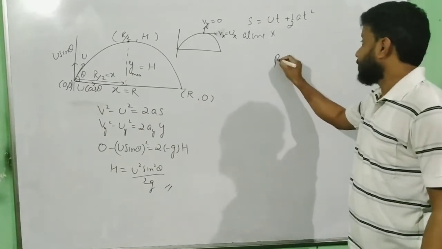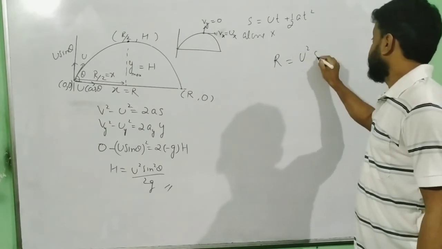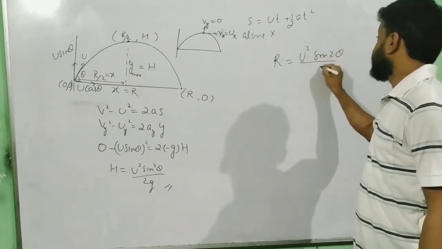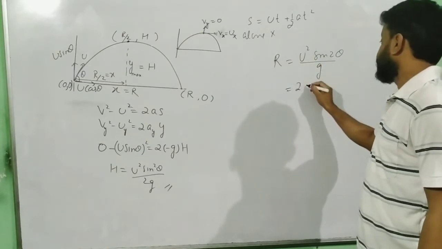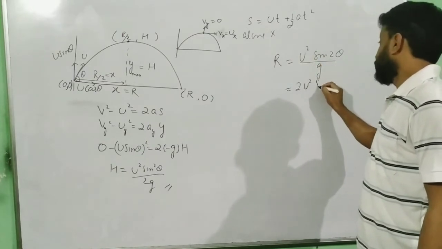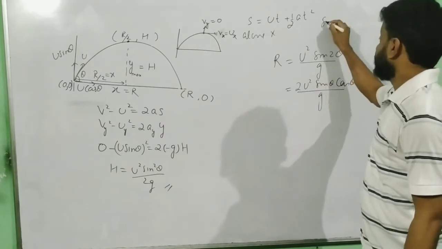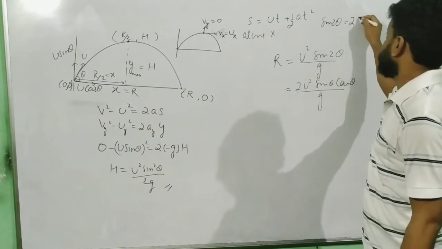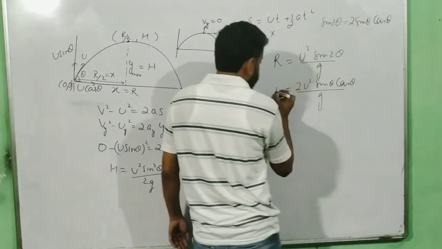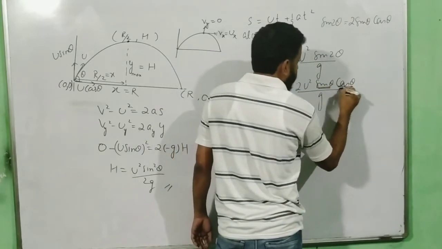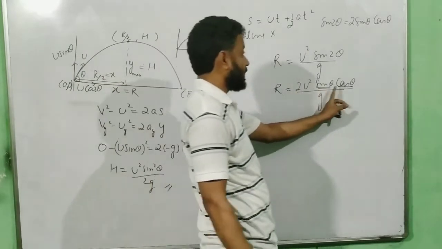If you see the range formula, the range formula is u square sin 2 theta by g. Now I can write the sin 2 theta formula as 2u square sin theta cos theta divided by g, because the formula of sin 2 theta from trigonometry says that it is equal to 2 sin theta into cos theta. So you can see here in the range formula you are having a product of sin theta and cos theta.